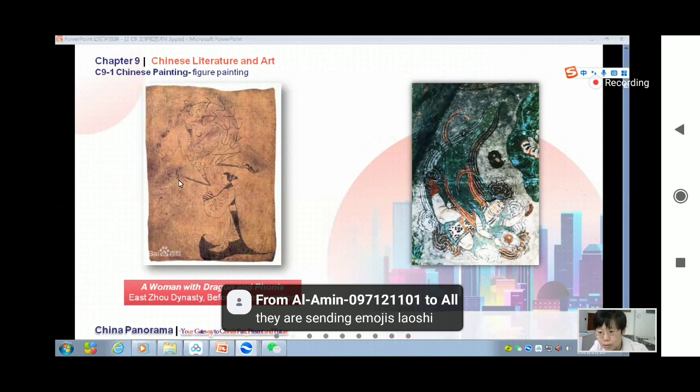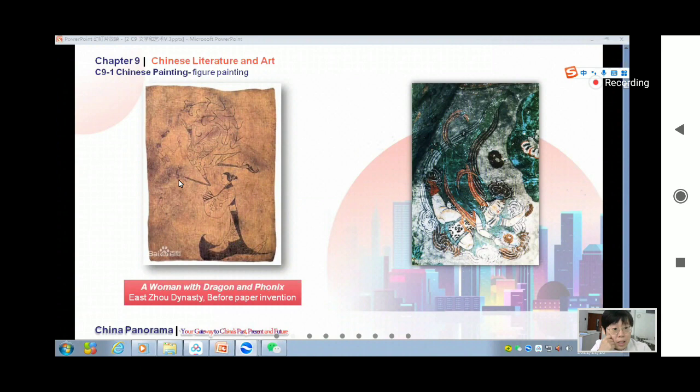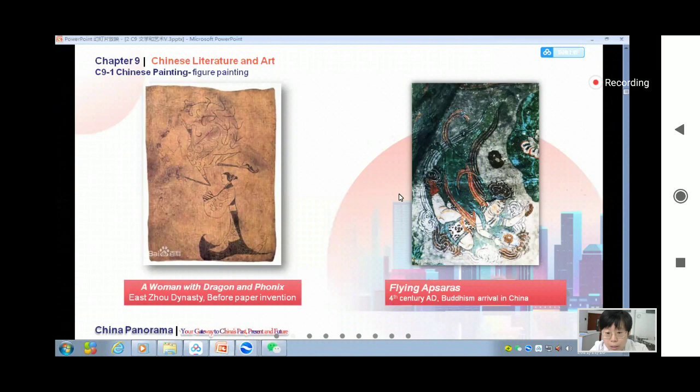Buddhism was introduced to China hundreds of years ago through the Silk Road. At the city of Dunhuang, a lot of different cultures blended, and that's why there are many Buddhism artworks in Dunhuang right now. This is only one piece of the artworks. This is a Buddhism character called Flying Apsaras. It's about the 4th century AD, when Buddhism arrived in China.